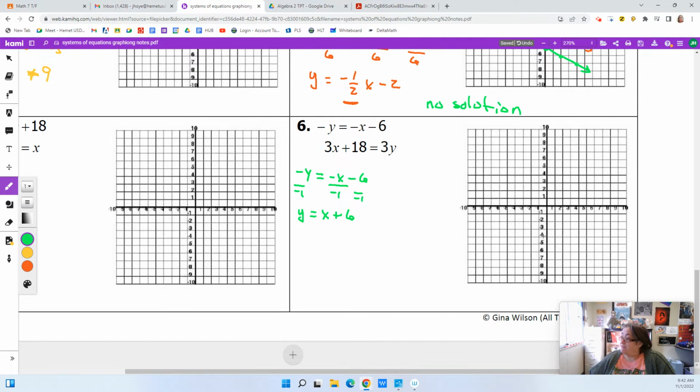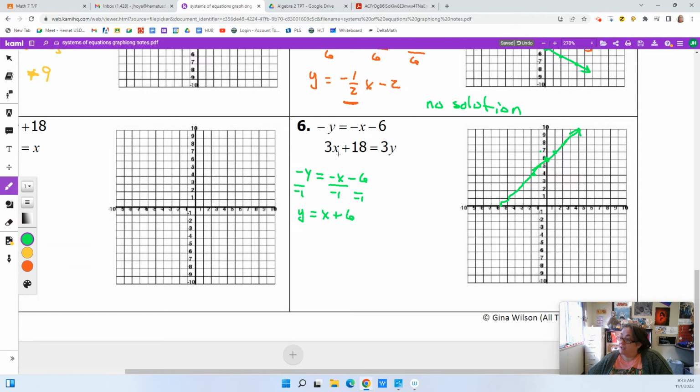And when I go to graph that, it says, okay, here at 6, I have a point. I don't have anything in front of x, so my slope is just 1 over 1. If I go up 1, I go over 1. If I were to go down 1, I go over negative 1. I've got this line that's going to go forever and ever and ever, if I can draw it straight, right?